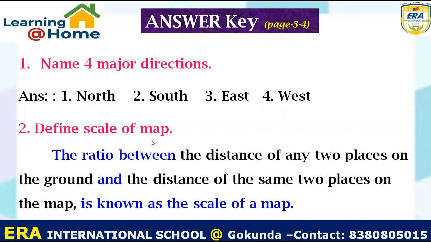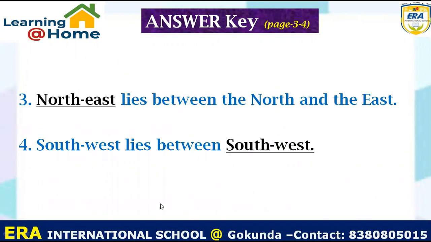Second, define the scale of map. The ratio between the distance of any two places on the ground and the distance of the same two places on the map. Means whatever the distance of any two places on the ground and the distance of the same two places on the map is known as the scale of map. For example, if the distance of any two places on the ground is 50 kilometers, and the distance of the same two places on the map is also 50 kilometers, this ratio is called scale of map.